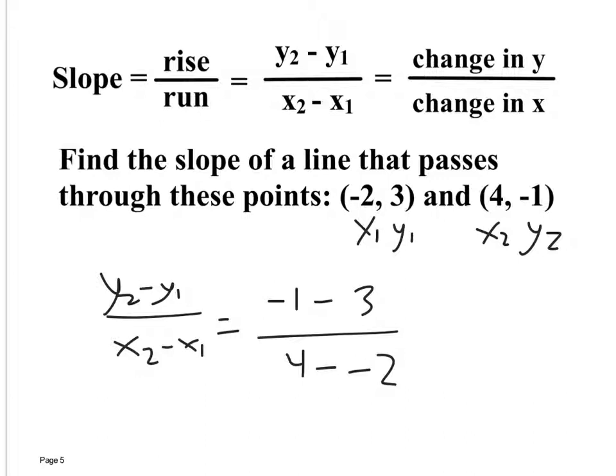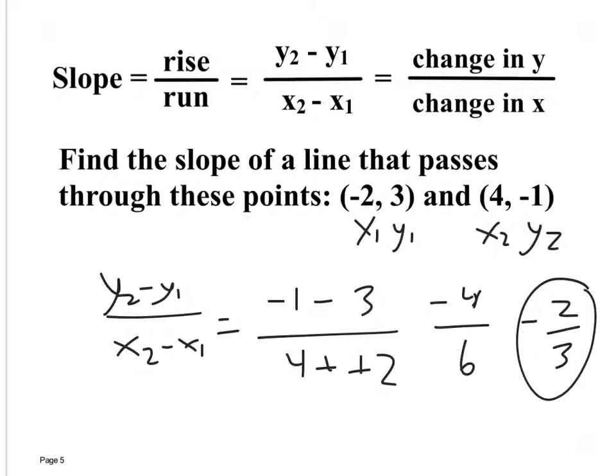What some students do is they'll just write 4 minus 2. That's not the same as 4 minus -2. You're supposed to subtract those two coordinates. -1 minus 3 is -4. 4 minus -2, two negative signs make a positive, so I just add those. I get 6. So my slope here, when I reduce that, is -2/3. All right. Any questions?